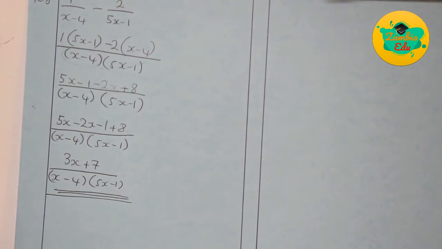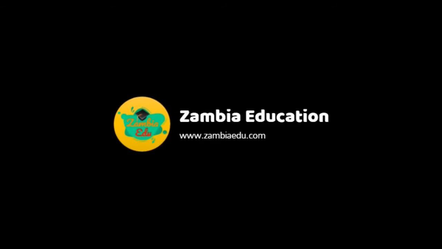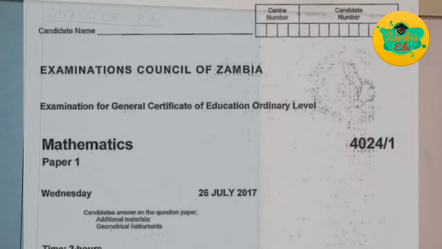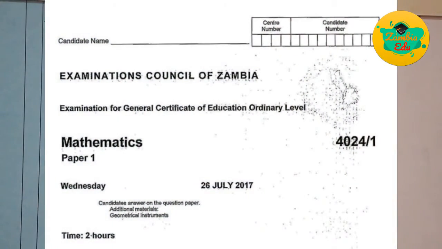Alright, so now we have concluded, we have finished answering all the questions that came in the internal paper for 2017. Now we are going to move on to solving the 2017 GCE papers that we are on Algebra. So we begin solving the 2017 GCE paper 2 Algebra questions.